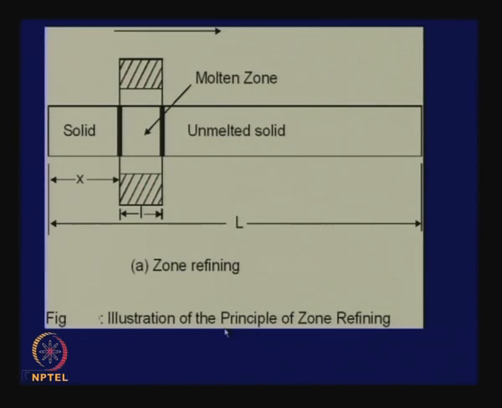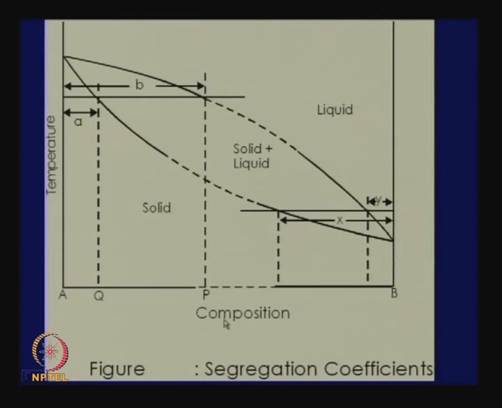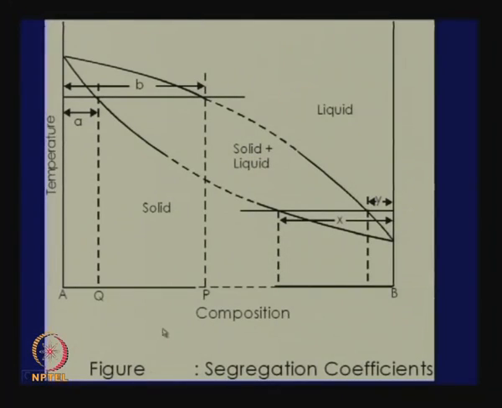Now, a similar principle based on the solid liquid equilibrium is made use of in a very interesting technique called zone refining. Now, suppose we have A and B in a system, and we heat it up to this temperature. What does this temperature show? This temperature shows there will be equilibrium between a liquid of this composition and a solid of this composition.